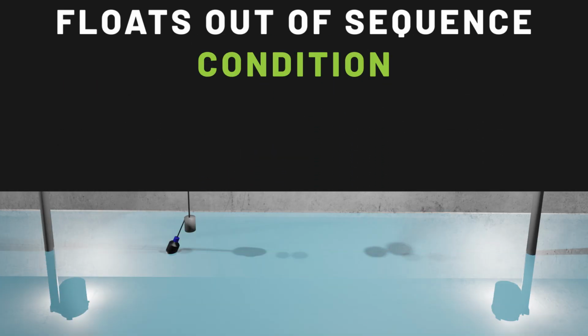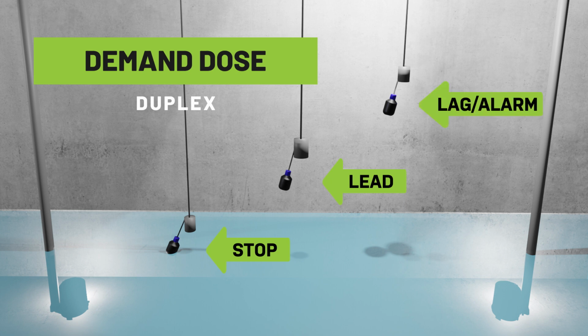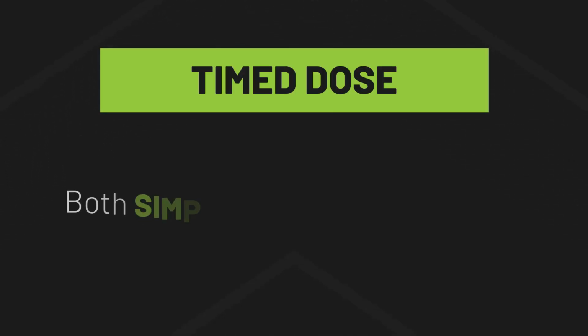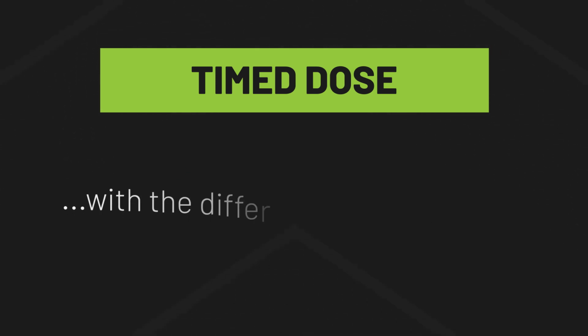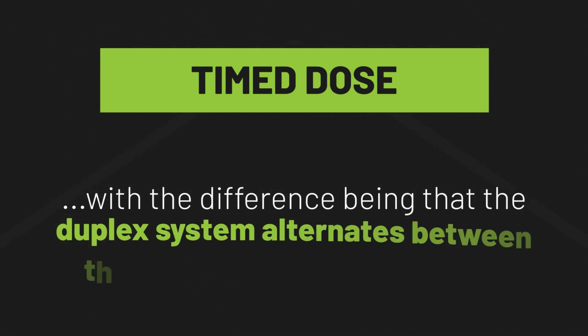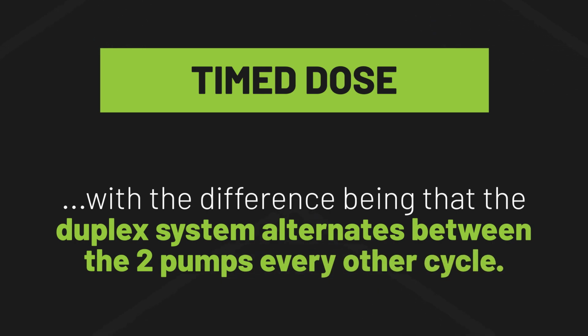The 3 float system has stop, lead, and lag alarm floats. Using the 3 float setup will have the lag and alarm functions activated simultaneously with the use of a single float. In a time dose system, both simplex and duplex panels can use the same float sequence, with the difference being that the duplex system alternates between the 2 pumps every other cycle.